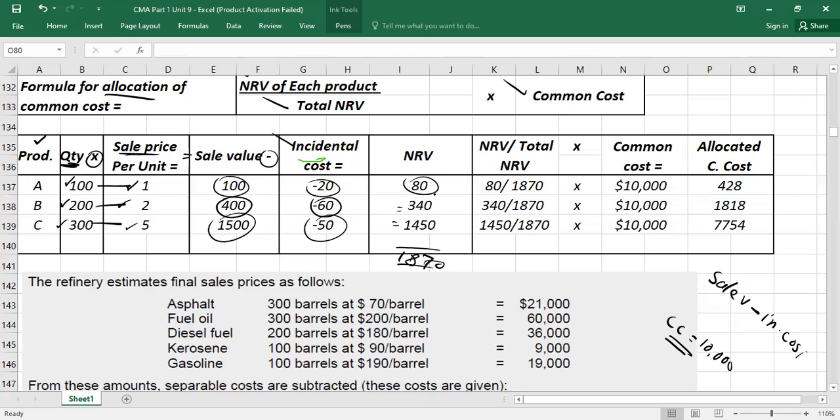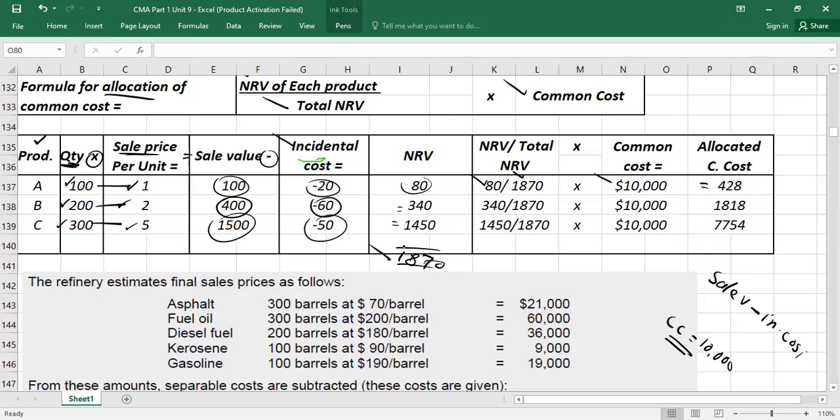Now guys, I want to allocate to the product A. What I'll do? I'll take NRV of the product A which was 80. I'll divide with the total NRV which was 1870, and I'll multiply with the common cost which was 10,000. So this will give you allocated common cost. It means out of 10,000, which was our common cost, we will allocate $428 to the cost of inventory of the product.